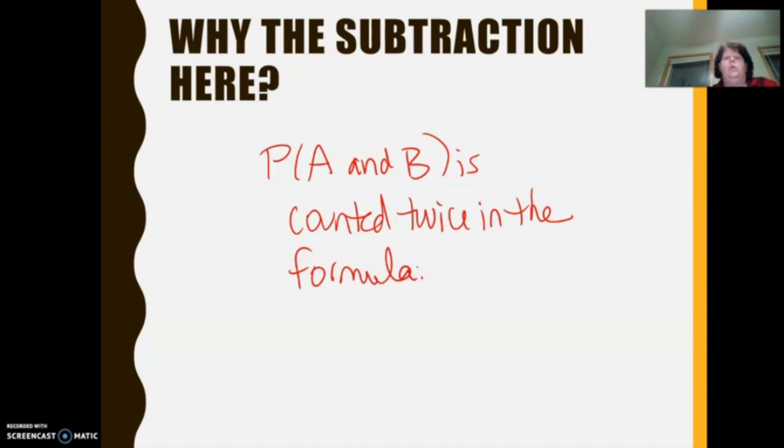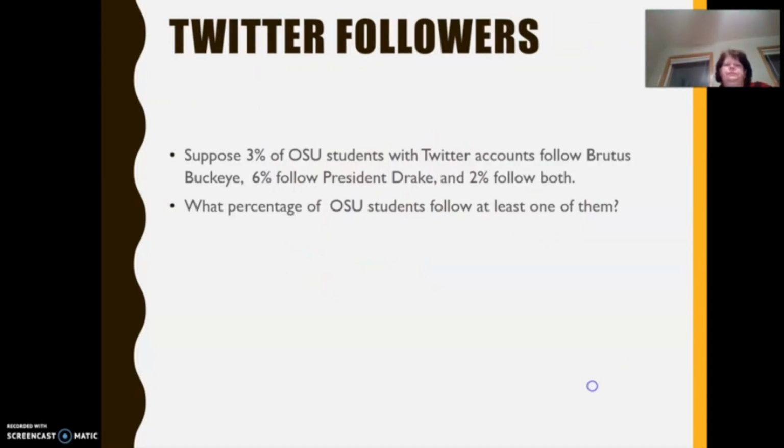So you subtract it out one time. All right, let's look at a Twitter following example. Suppose 3% of OSU students with Twitter accounts follow Brutus Buckeye. 6% follow President Drake. That should be President Johnson. Now we have a new president. 2% follow both. What percent of OSU students follow at least one?